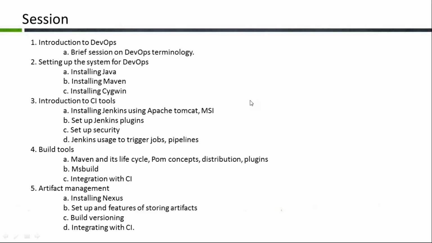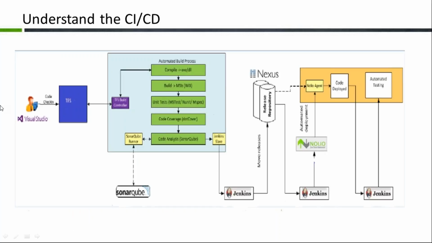And next come the CI tools, continuous integration tools, like Jenkins we'll start with. We'll spend almost 2 sessions on Jenkins installation, what plugins we use, how we set up security, and then what exactly pipelines are. This is called the pipeline, guys. As I said, this is called the pipeline. So everything will be like a pipeline, one after another.